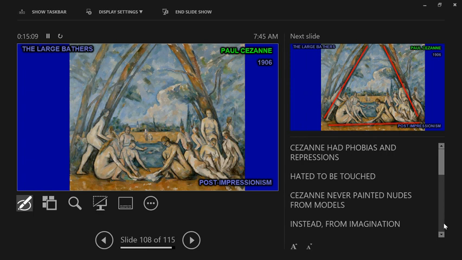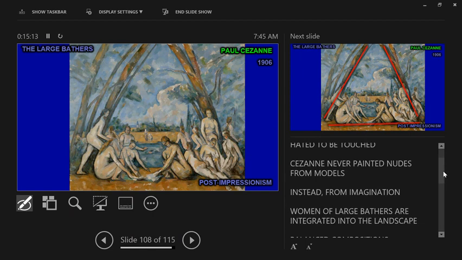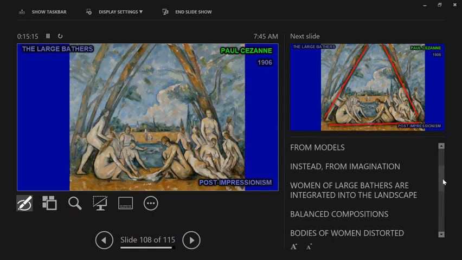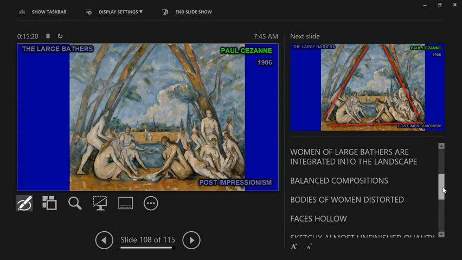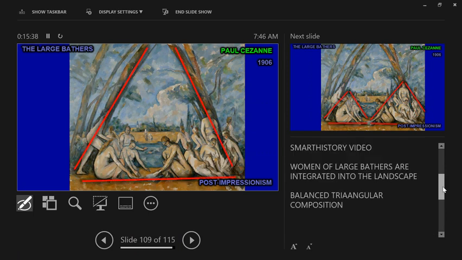Cezanne had phobias and repressions. He hated to be touched, and he never painted nudes from models. He painted nudes from his imagination. The women of this painting are integrated into the landscape, and it creates a balanced composition. Do you see the traditional composition here? What shape does it make? Yeah, you see the triangle. And do you see more triangles than just the big one?